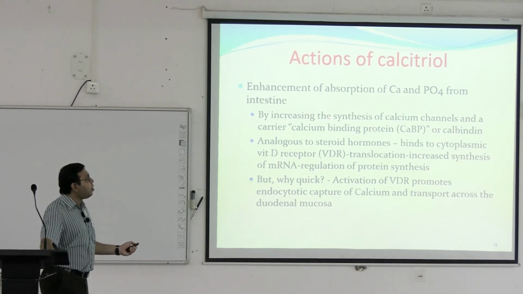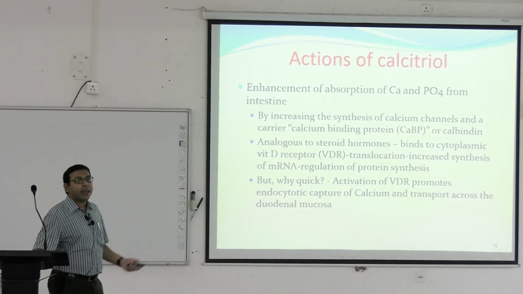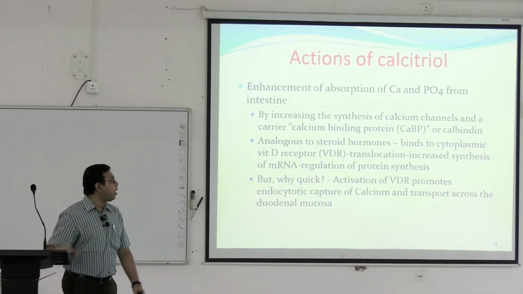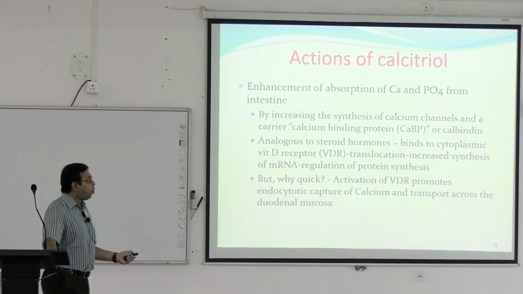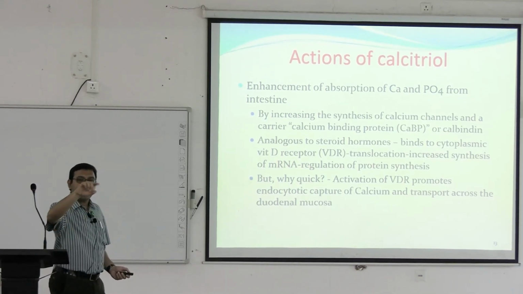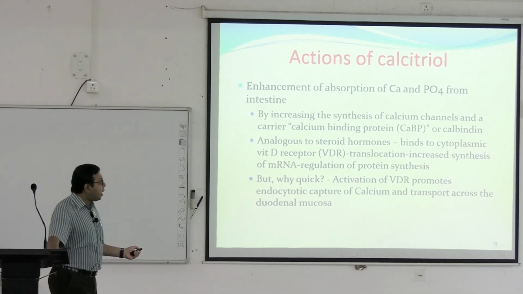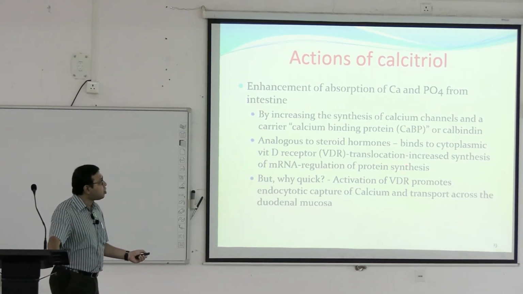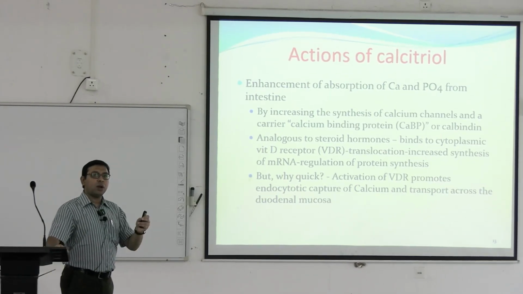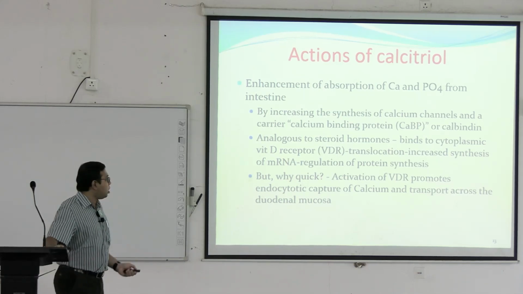How is it facilitated? By increasing the synthesis of calcium channels and a carrier known as calcium binding protein, or calbindin. More calcium channels are expressed, and more calcium binding proteins like calbindin are expressed. It is analogous to the steroid hormones. It binds to the cytoplasmic vitamin D receptor, which is present in the cytoplasm. Translocation occurs, there is increased synthesis of mRNA, and ultimately regulation of protein synthesis occurs. So, like the steroid hormones, it acts on the receptors, which leads to translocation and increased synthesis of protein.